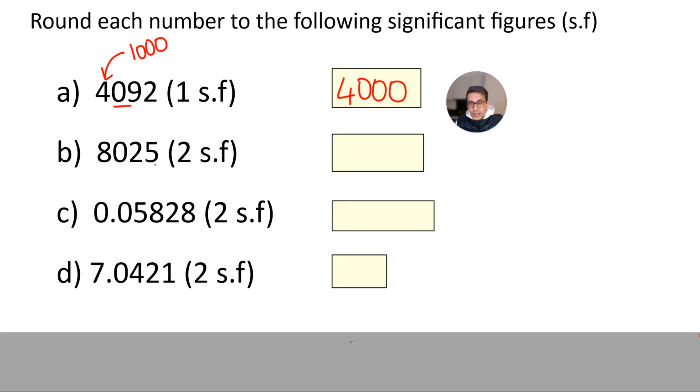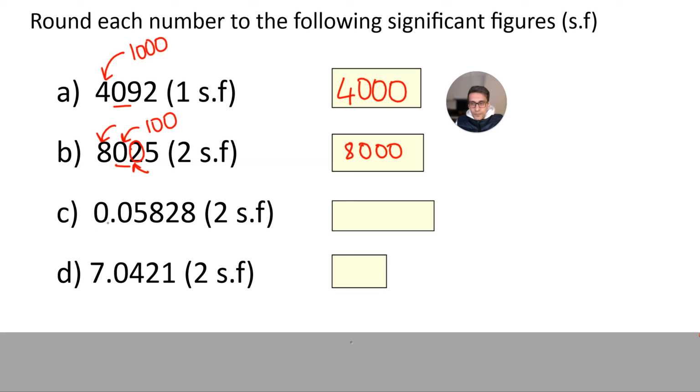Question 2, to two significant figures. So here's the first significant figure, it's the first non-zero digit. The second significant figure is 0, and the place value of that is 100, so we're rounding to the nearest 100. The decider is 2, so we're not going to round up, so this will be 8,000, not 8,100. If that number was a 5 or above, then we would have rounded up.